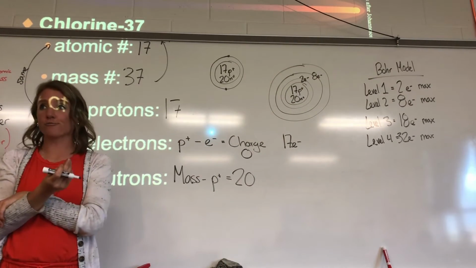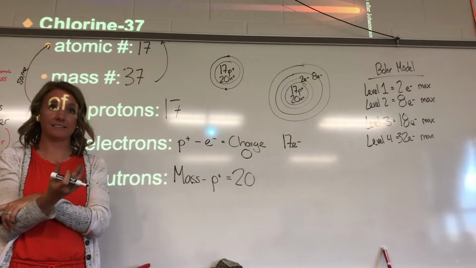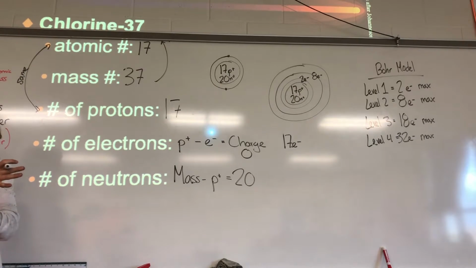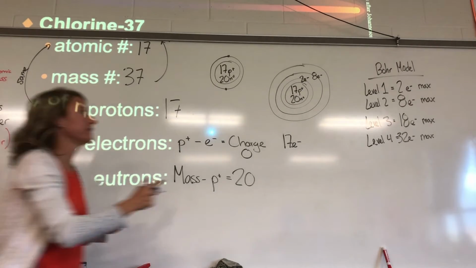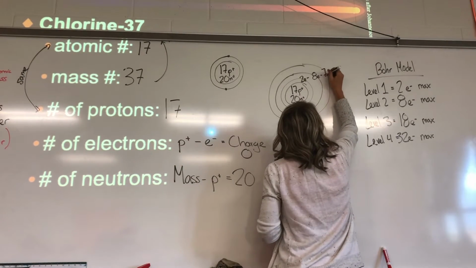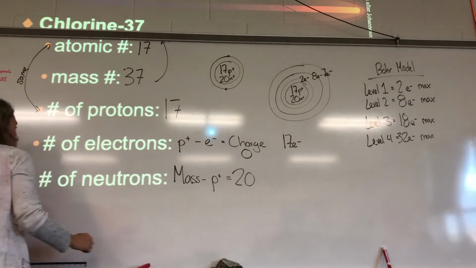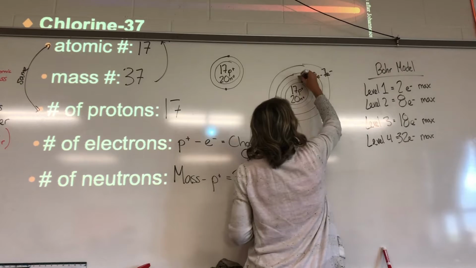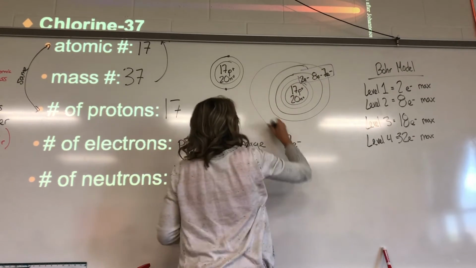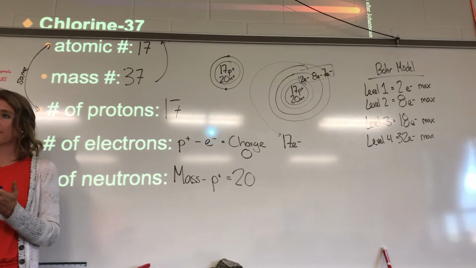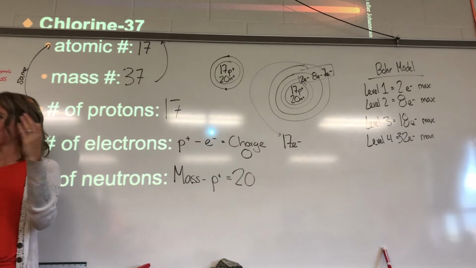Now the third ring can hold up to 18, but don't get carried away, because how many more do we need for chlorine? Yeah, we only need 7 more. Because these 3 numbers, right? This should add up to how many electrons we have total. So don't go electron crazy and just keep going, right?